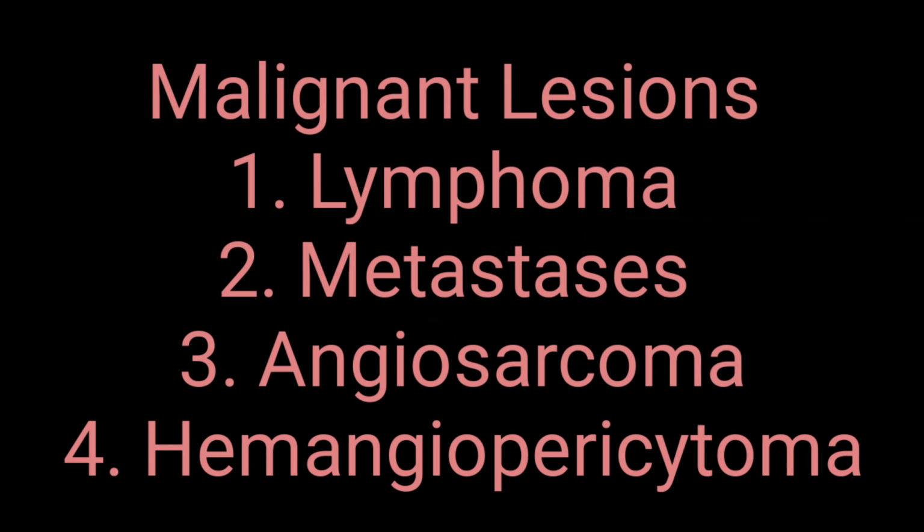Malignant lesions of the spleen include lymphoma, metastasis, angiosarcoma, and hemangiopericytoma. However, on the basis of ultrasound, it is impossible to differentiate among all these four, and the appearances on ultrasound happen to be quite confusing. Therefore, correlation with previous medical record is always recommended.